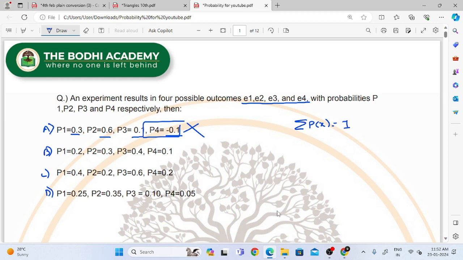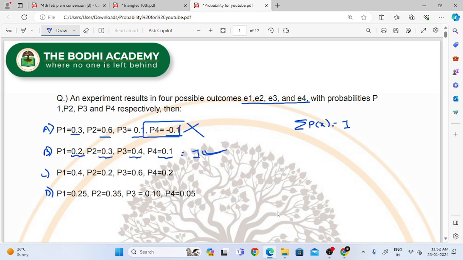Look at the second option: 0.2, 0.3, 0.4 and 0.1. So let's add all these numbers. 2 plus 3, 5, 5 plus 4, 9, 9 plus 1, so it is 10, that is, the sum is 1. 0.2 plus 0.3 plus 0.4 plus 0.1, so the sum you will get is 1. So this is the correct answer. You can check the other options too.